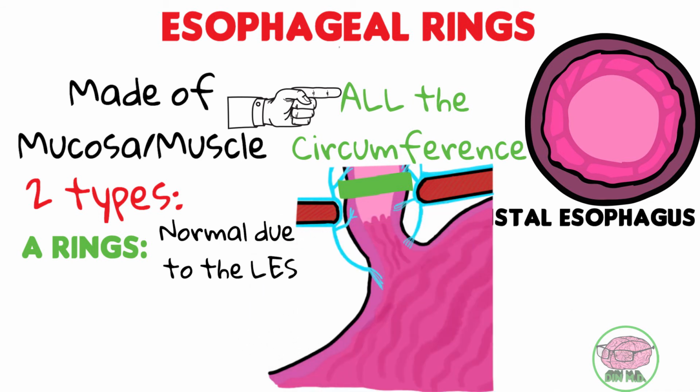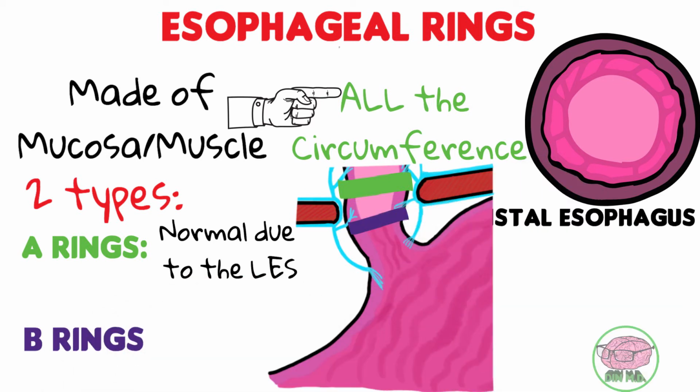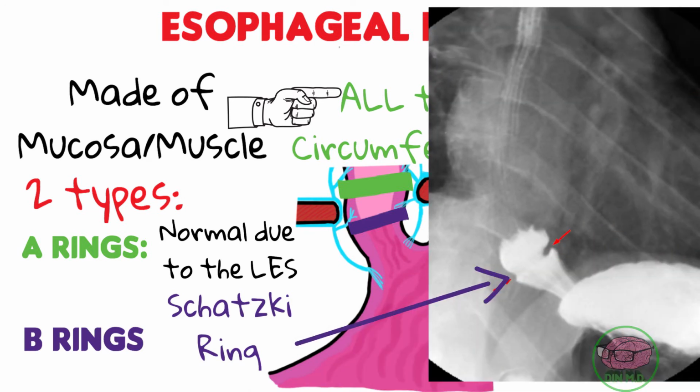In contrast, B rings are located at the C-line, and the most common of these rings is known as Schatzki ring, as we can see in this barium swallow. This is why it's important to know about the C-line and the location of the gastroesophageal junction, so you can differentiate between A rings and B rings.